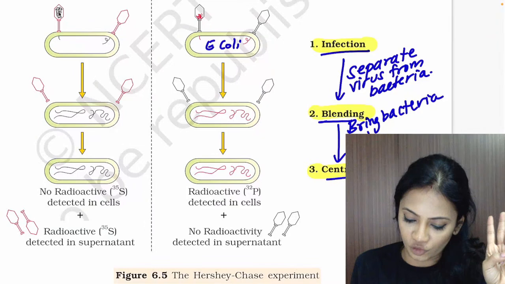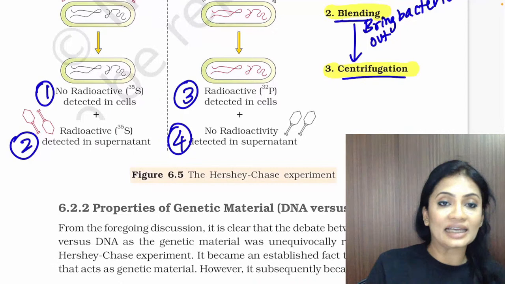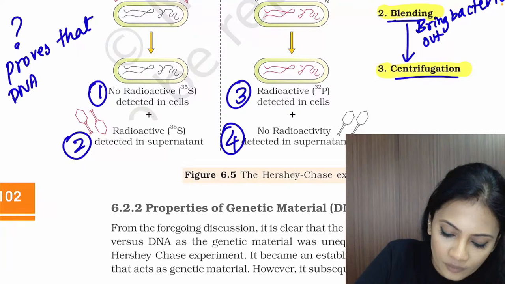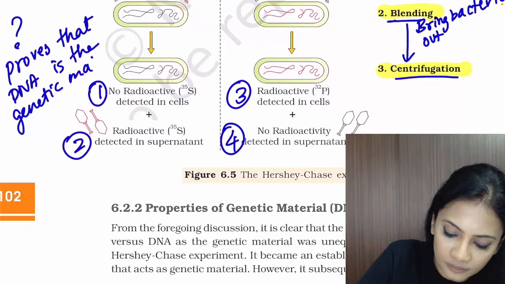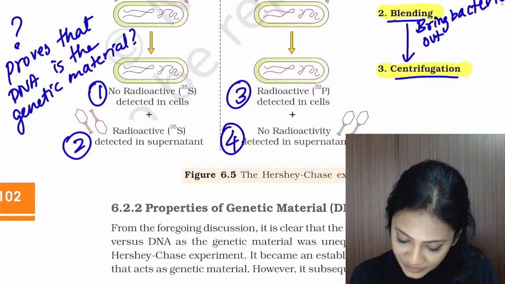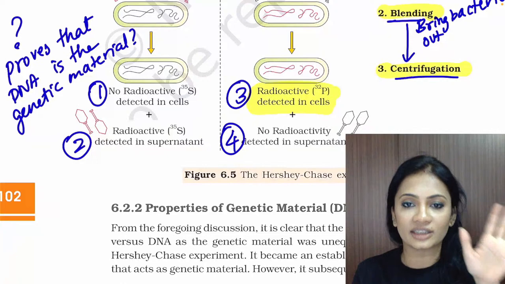Now, my last question. One sentence, two sentence, three sentence, four. Which of these sentences, important MCQ, proves that DNA is the genetic material? Yes, it is going to be the third one. The fact that radioactive phosphorus was found inside the cell is proving that DNA is the genetic material. Excellent, children. Very good. Now, let's continue ahead.